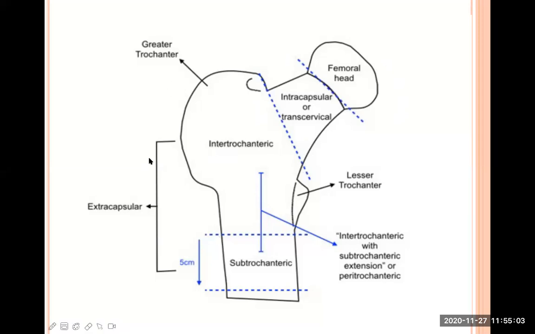Now this is extracapsular fracture of the proximal end of the femur. It is known as intertrochanteric fracture between the two trochanters, greater and lesser. This is transtrochanteric and this is subtrochanteric, up to the 5 centimeter distally.